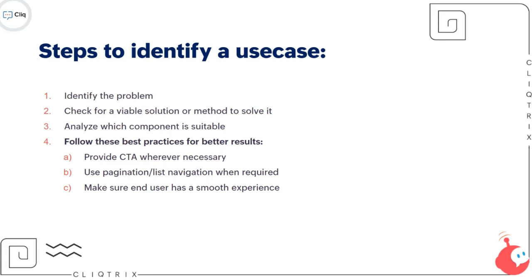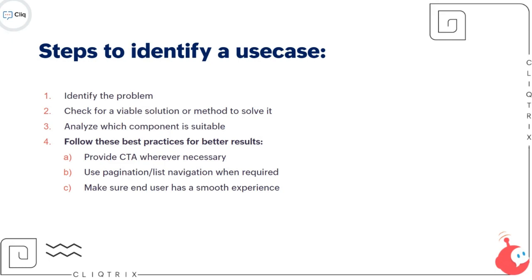Some of the best practices that you can follow to get better results: provide CTA wherever necessary in the form of buttons or links. For larger results where you cannot populate the results altogether, use pagination or list navigation. Finally, handle all the configurations and setup in a smart way so that the end user has a smooth experience using your extension.